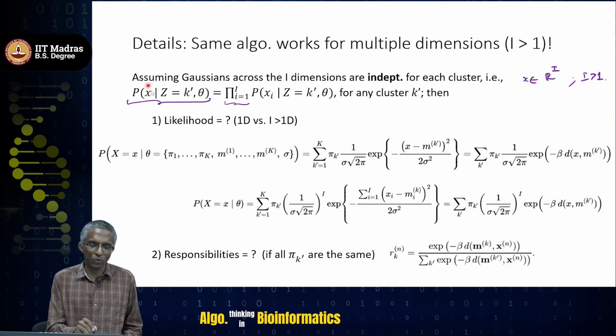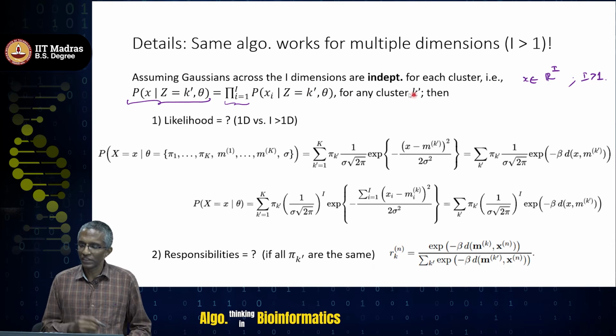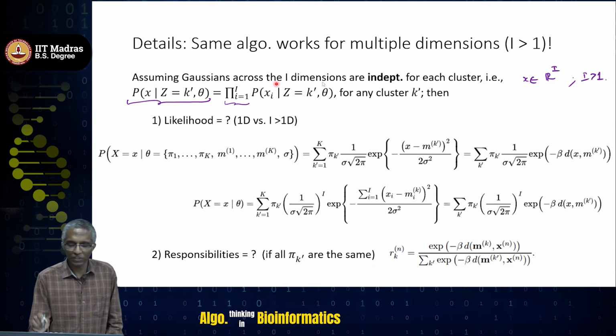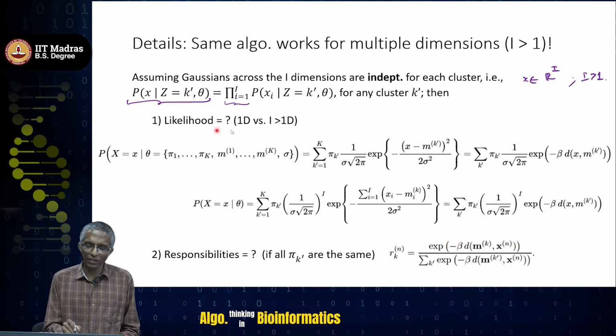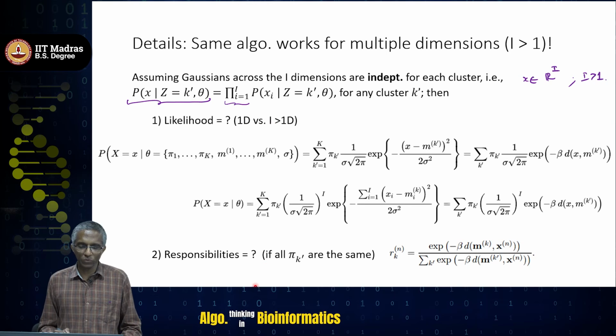So the probability of the overall multi-dimensional data point is going to be the product of each dimension being generated by component k prime. Okay, and this is true for any cluster k prime. So this is what the assumption means. And now, how will the likelihood change from 1D to I greater than 1D? It will remain very similar.